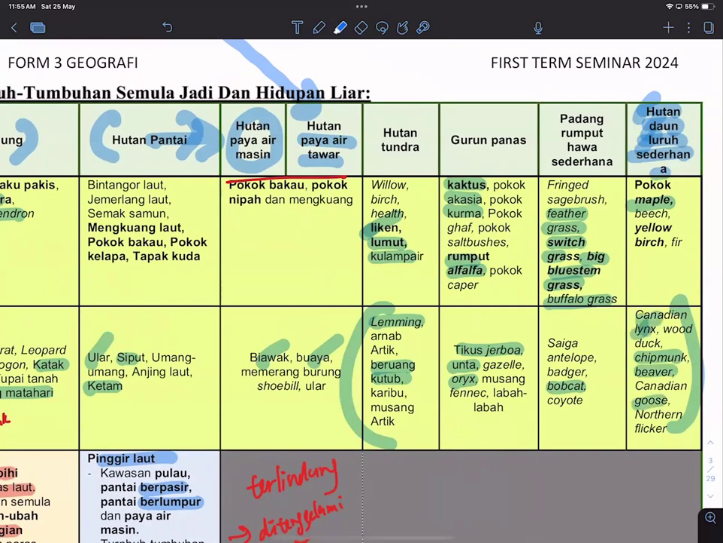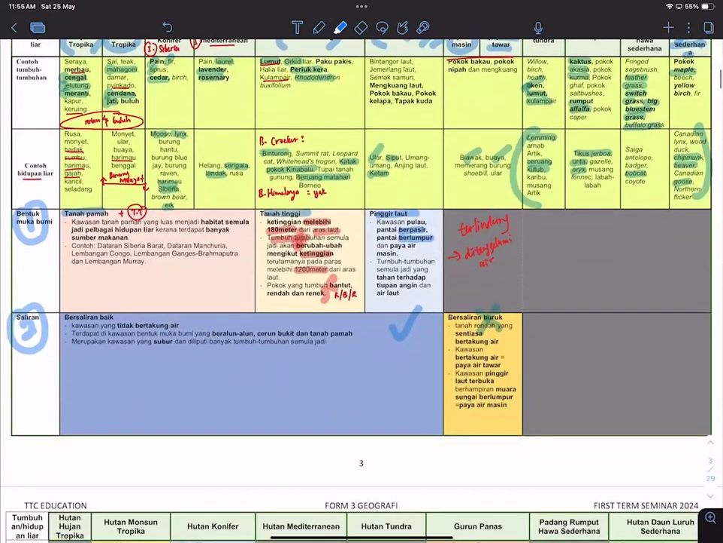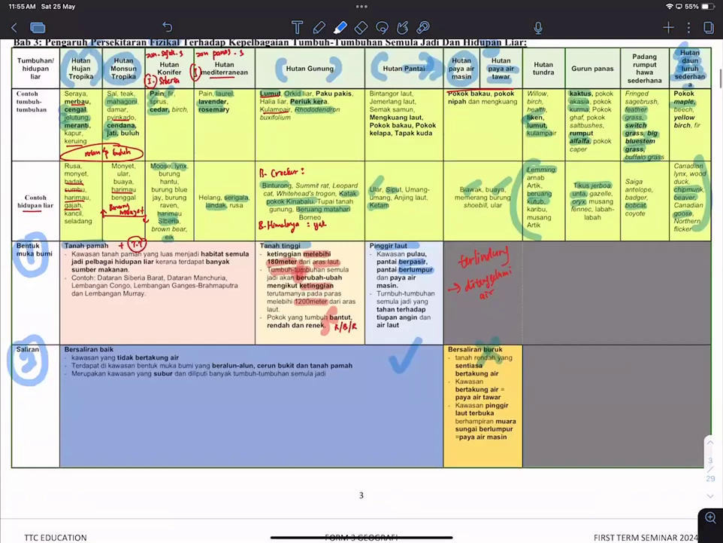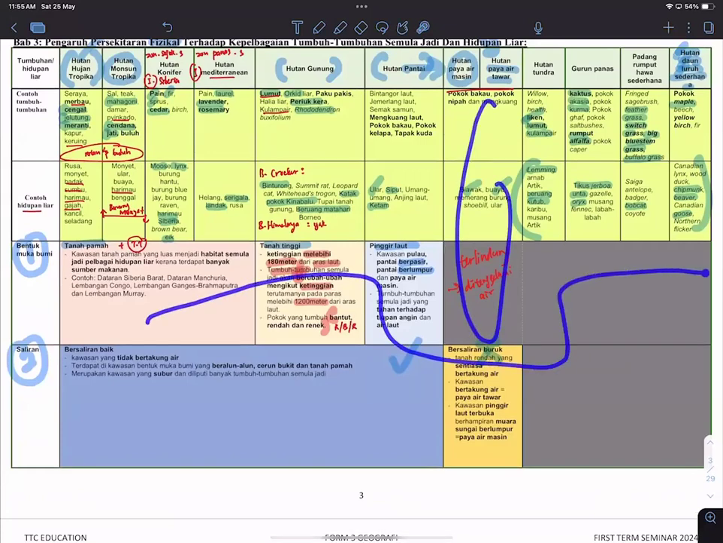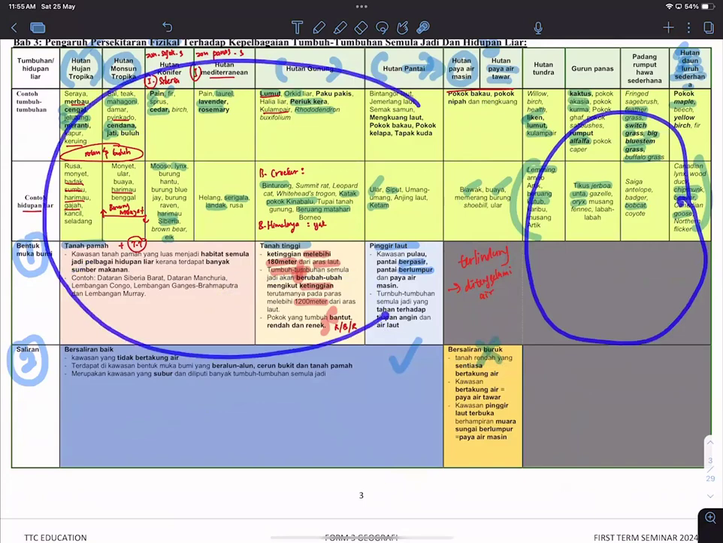So don't need to memorize the Canadian links, not going to cast. So that's why leave it. Done for the Bentuk Muka Bumi, Saliran. So remember, only these two hutan is Saliran Bulu. The remaining is all Saliran Bay. Okay? The remaining is Saliran Bay. So done for the Bentuk Muka Bumi. So this one, we don't need to memorize for the Bentuk Muka Bumi. Only for the first six.